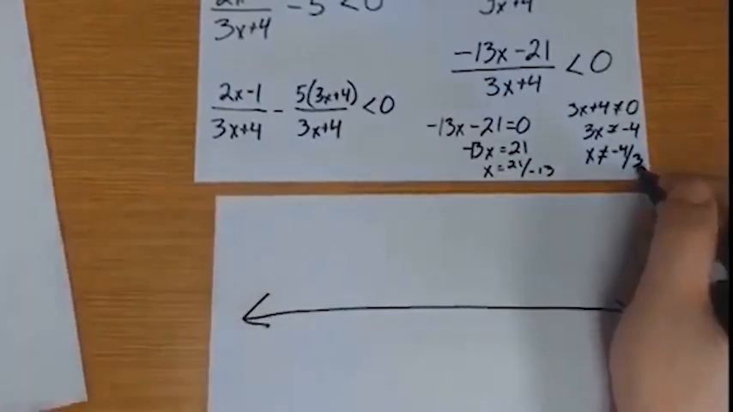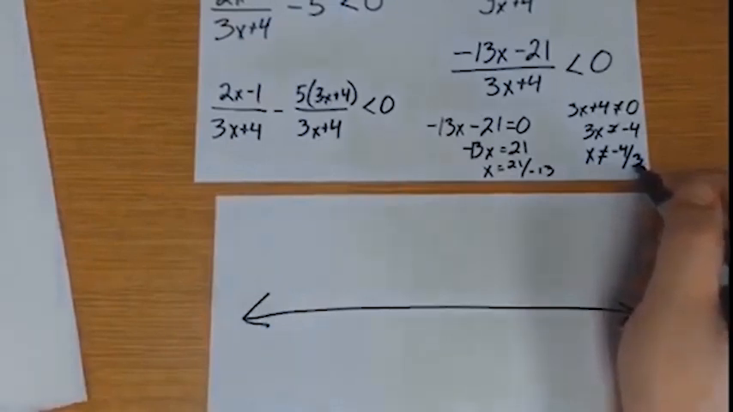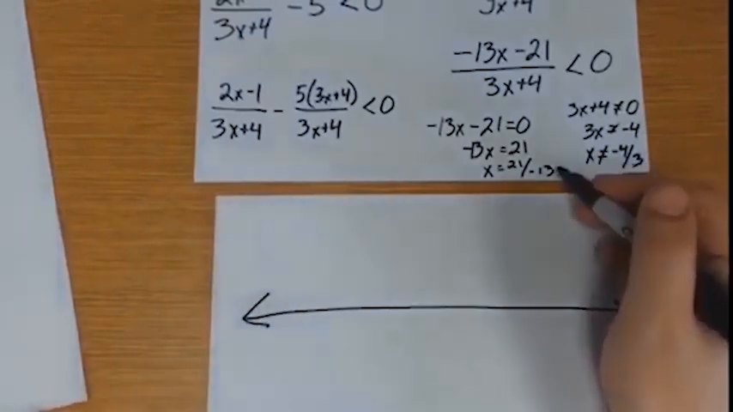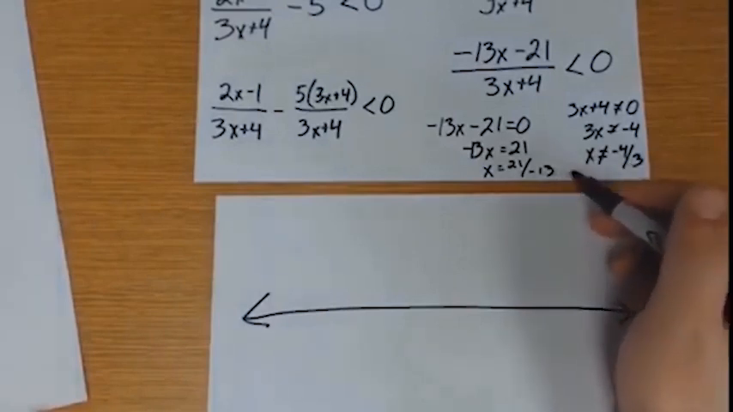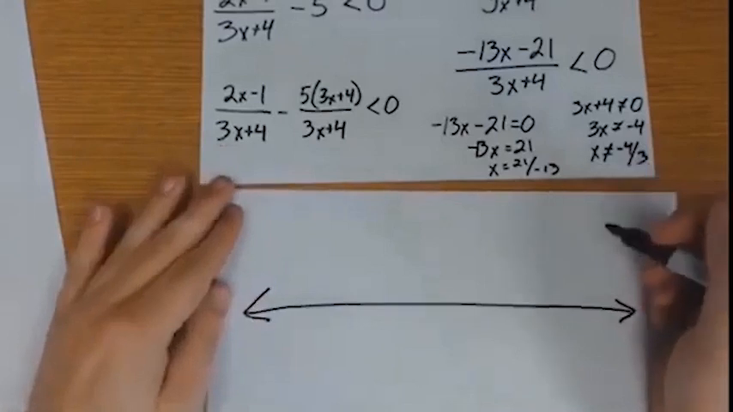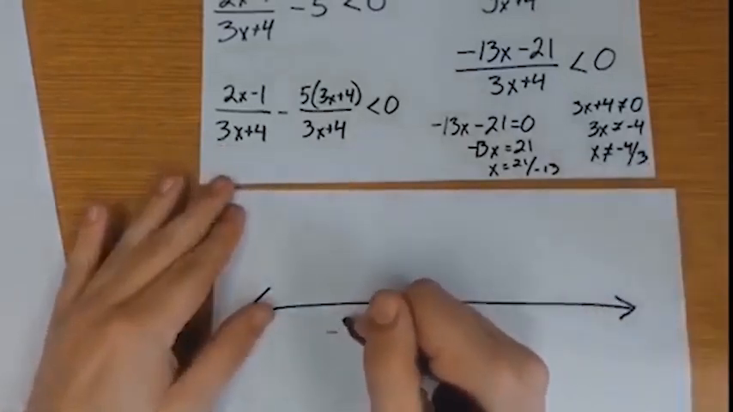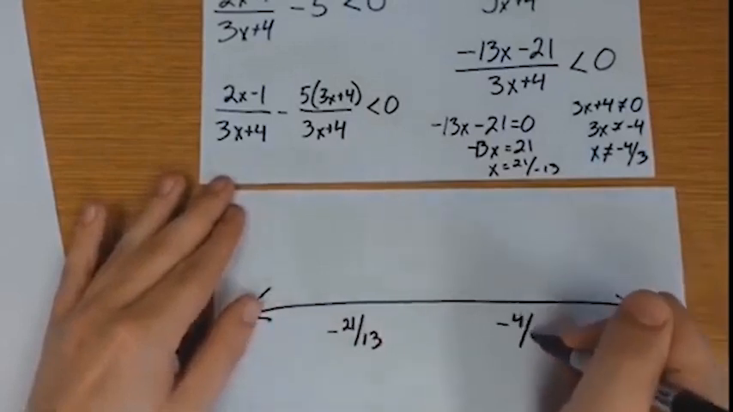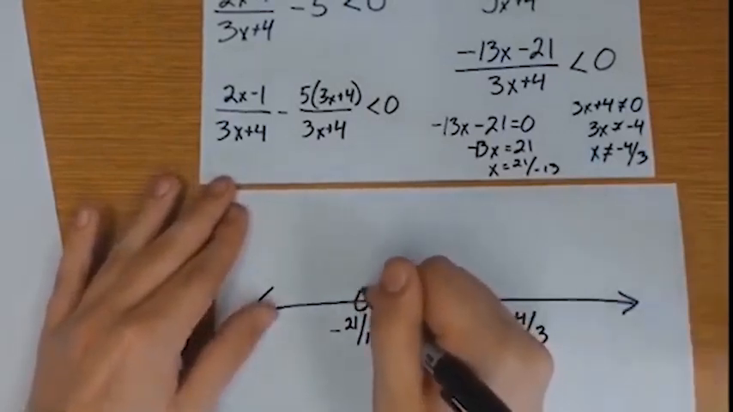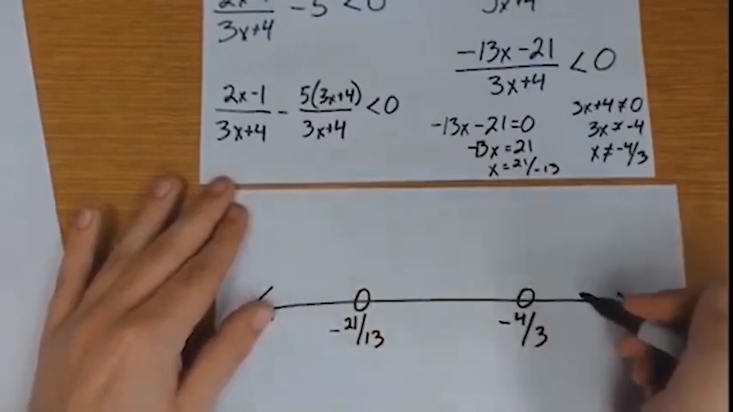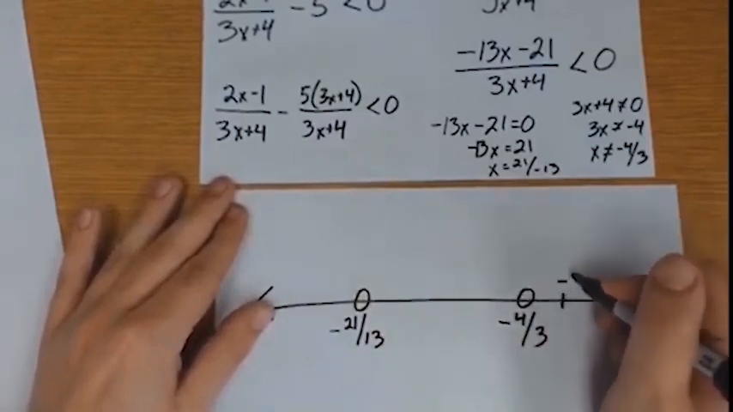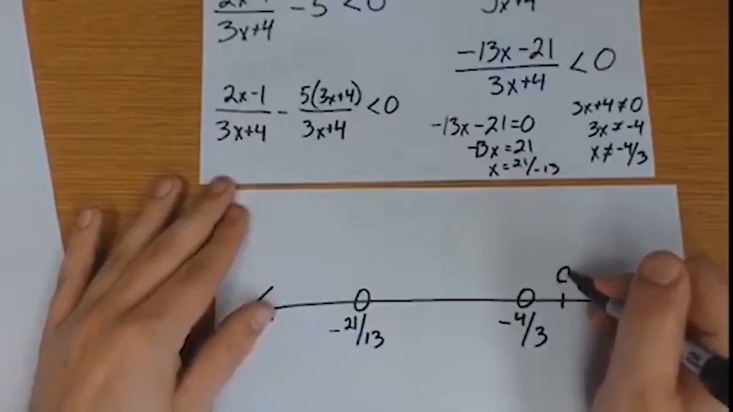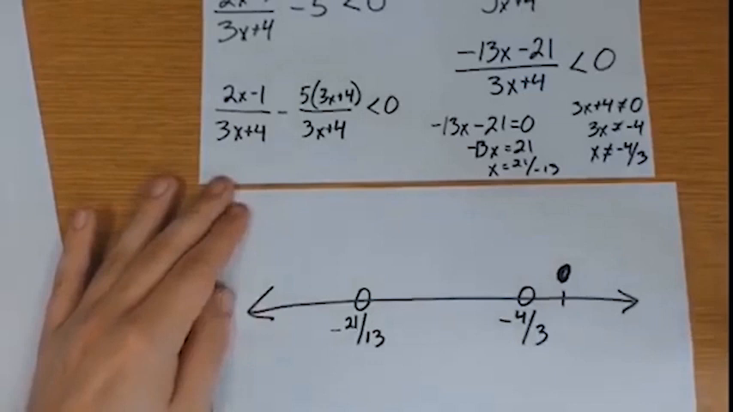So negative 4/3 is negative 1.3. Negative 21/13, so it's going to be closer to 2 than it is to 1, on the negative side. So negative 21/13 is to the left of negative 4/3. Open circle, open circle. I'm going to use negative 1. I'm going to use 0. 0's off in that region.